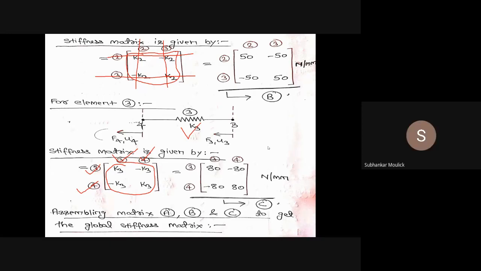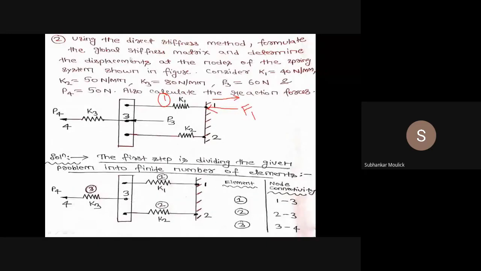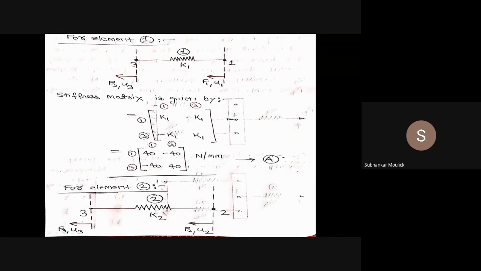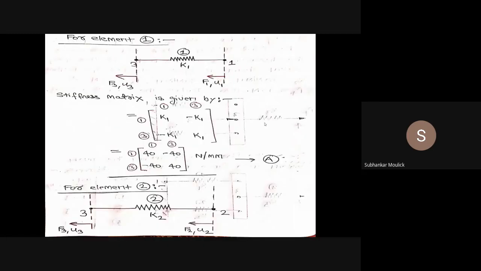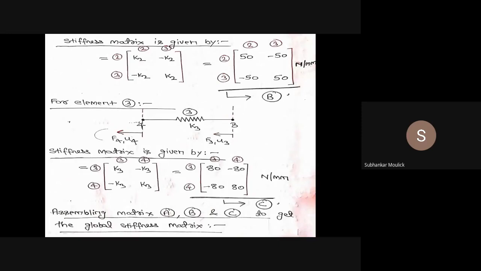Okay. So now, in order to get the global stiffness matrix, what do I need to do? I need to assemble matrix A for the first element, matrix B for the second element, and matrix C for the third element. If I assemble these three matrices, I will get the global stiffness matrix.